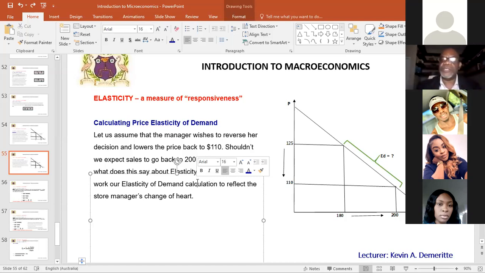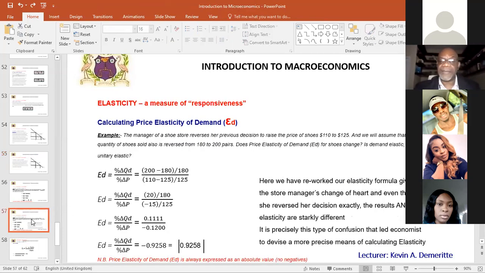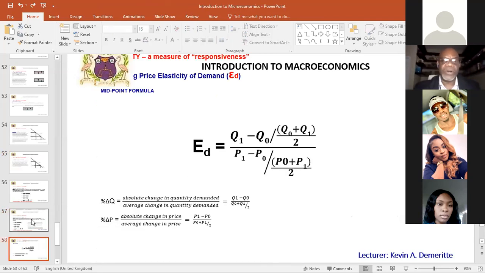For most of you, this is your first exposure to elasticity calculation of this type. You would have calculated percentage change before, this is percentage change raised to a different power, if you will.